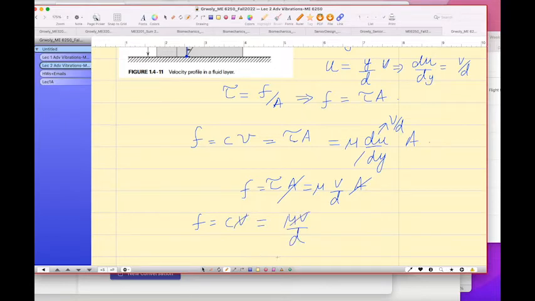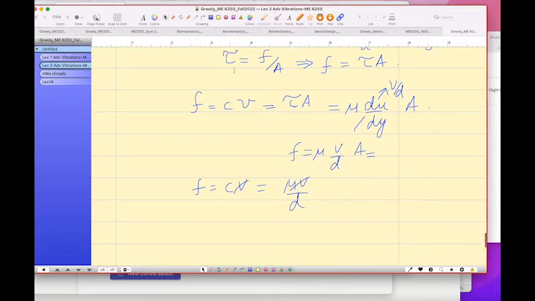V is cancelled by this v, so you are left with, I'm sorry, there is a little error. Let me write this down, just forget about this one. Since time is short and I'm a little confused here, I can write the force as mu times v A over d, and then v is cancelled, so you are left with c equals mu A over d.